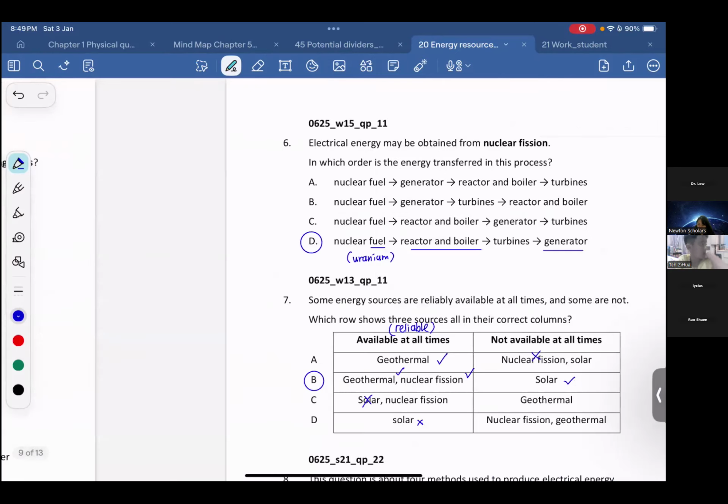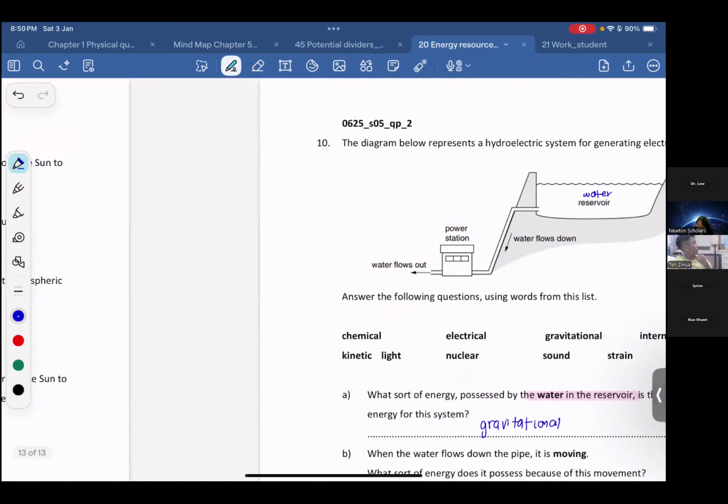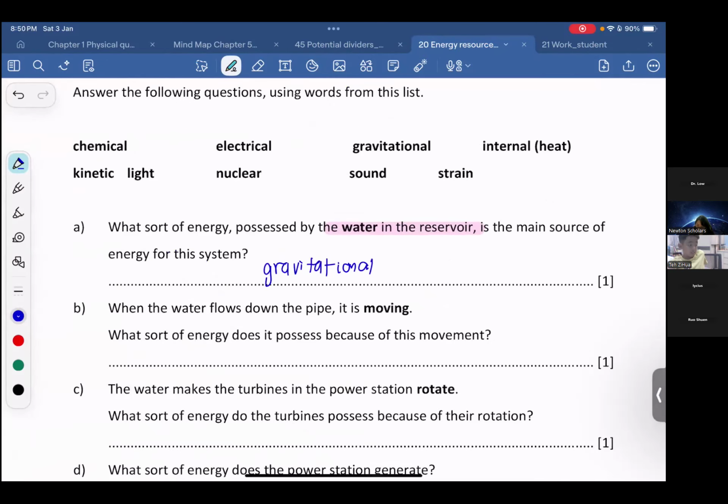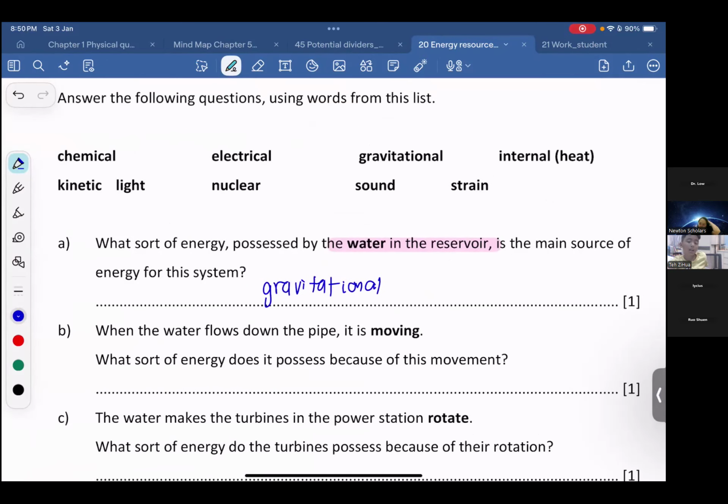Okay, come back here. When the water flows down the pipe, it is moving. What sort of energy does it possess because of this movement? Water flowing, water moving. Kinetic, yes. Kinetic because it is moving. Actually in the past year exam paper it is not bolded like this. I bolded it for you because I want to point out this keyword.